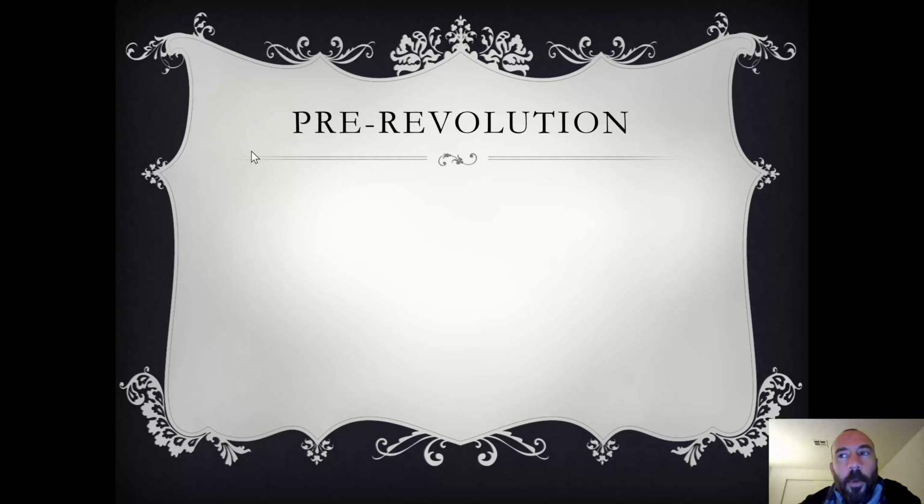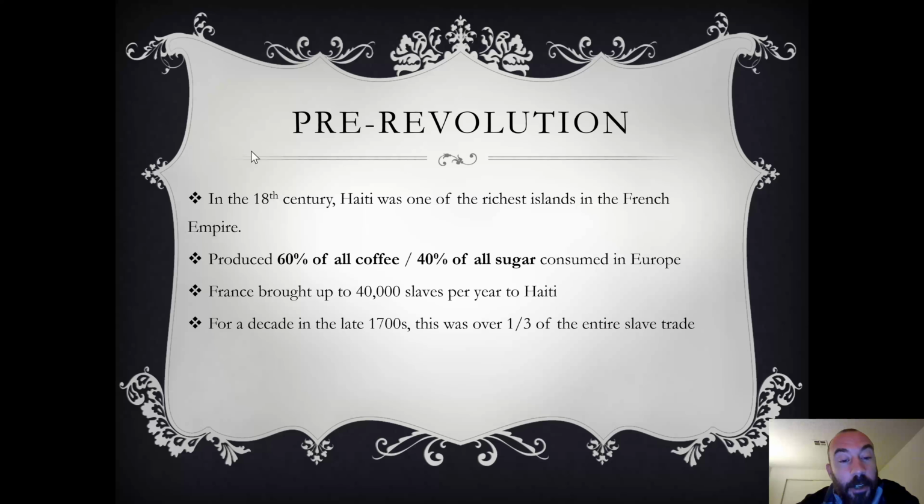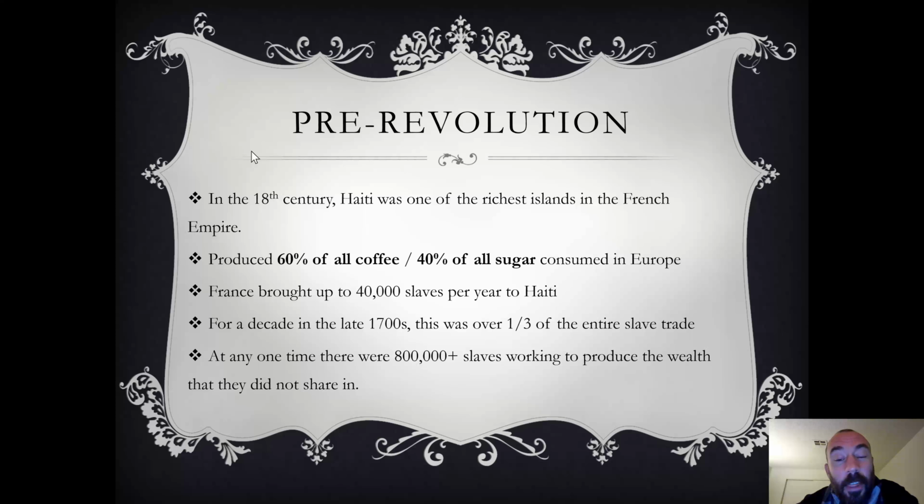So before the Haitian Revolution, Haiti was one of the richest islands in the French Empire in the 1700s. Haiti, which is small, it's really small. It produced 60% of all the coffee and 40% of all the sugar that was consumed in Europe in this one small half of an island. At the height, France brought up to 40,000 slaves per year to Haiti. And in a certain decade in the 1700s, that was over a third of the entire slave trade. So at any one time, there were over 800,000 slaves working to produce wealth that they didn't share in Haiti.